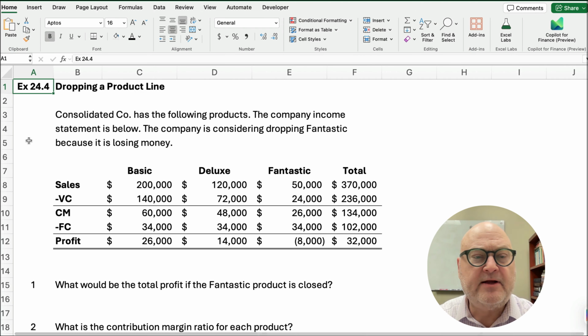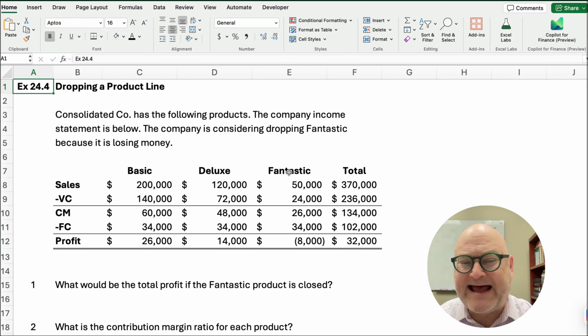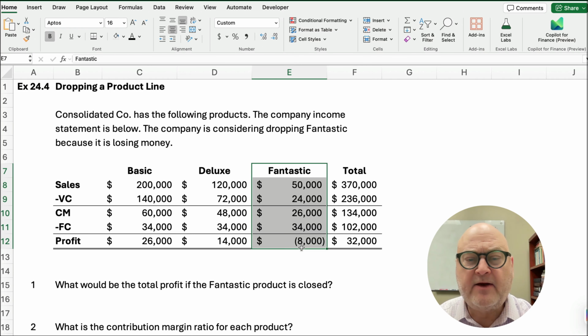Let's get started with this problem. Let's say we have a consolidated company that has the following products. They've got basic, they've got deluxe, and they've got fantastic. So here's our income statement for each division or each product. And so right now they're having a discussion about, should we drop the fantastic division because it is losing money?